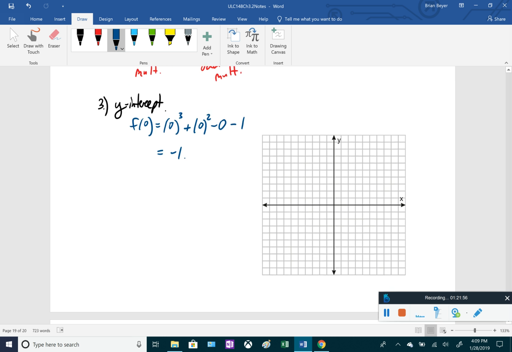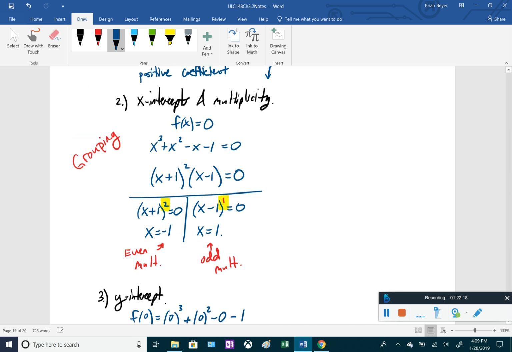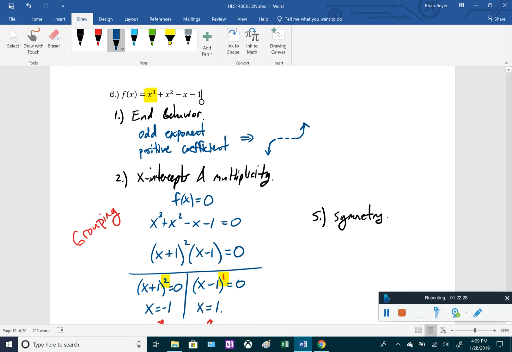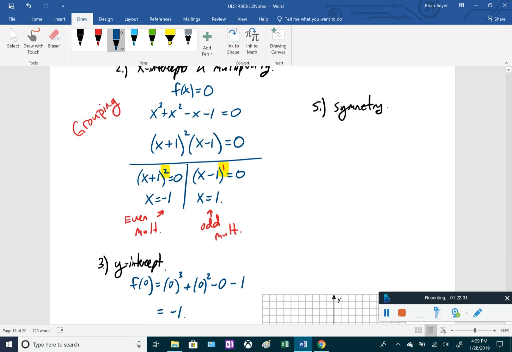Yep. Okay, and then for the next thing, for the max number of turning points, this was a degree 3 polynomial. So n minus 1, that's going to be 3 minus 1, so there's going to be at most 2 turning points. And lastly, for the symmetry, once again here, there's going to be no symmetry because we have a mix of even and odd exponents. So there's going to be neither symmetry.